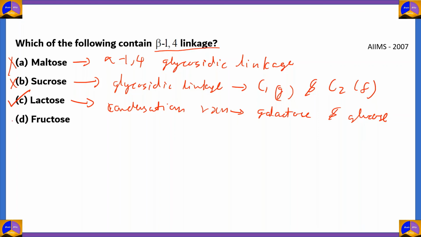And option D, fructose, is incorrect because fructose is a monosaccharide. So there will be no linkages between two monosaccharides in a monosaccharide, because a monosaccharide is just one. So option C, lactose, is the right answer because it undergoes a condensation reaction to form a beta-1,4 linkage between galactose and glucose.